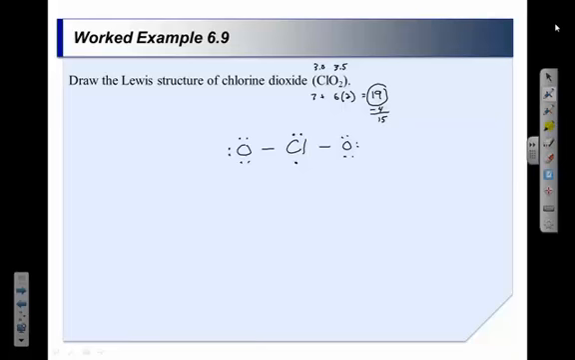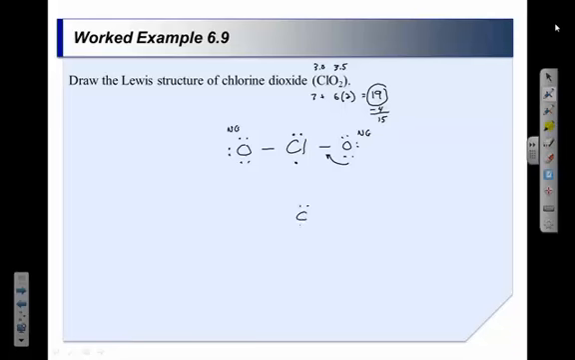Now I want to try to do the best I can to make as many noble gas configurations as possible and also keep in mind the formal charge. So right now I've got noble gas configurations around both oxygens, but I don't have enough electrons around the chlorine to make its noble gas. I can't make its noble gas because I have an odd number of electrons. So should I share some of these electrons in to make a double bond or not? Well, just based on the noble gas configuration, it's not going to make much of a difference.